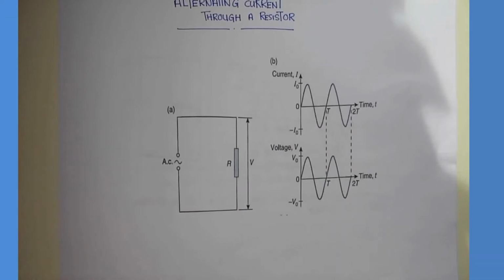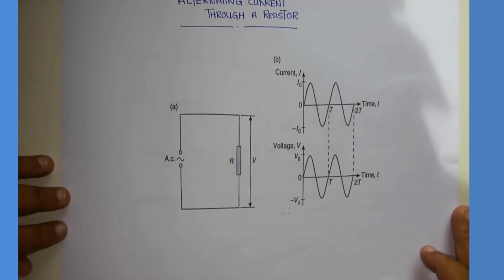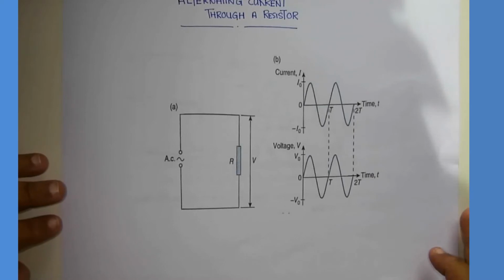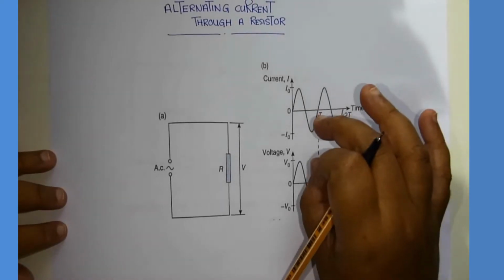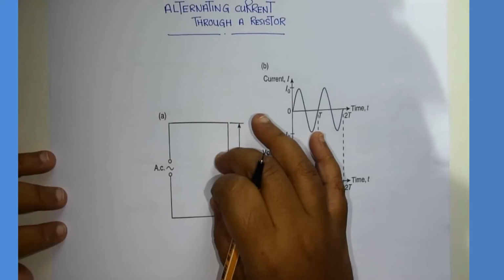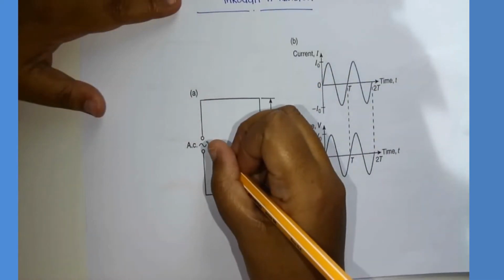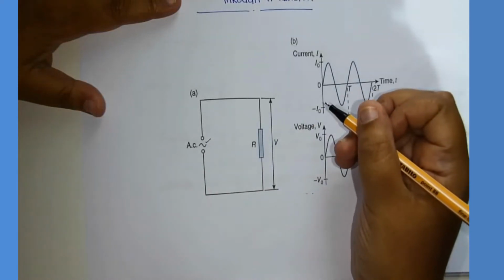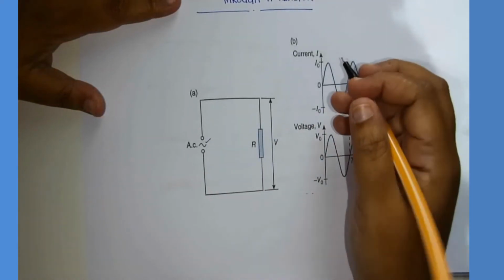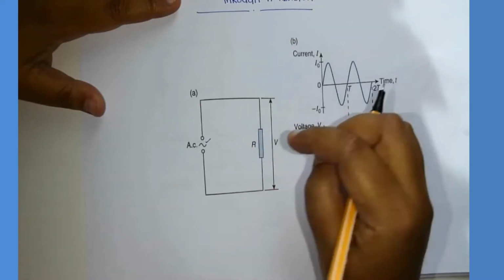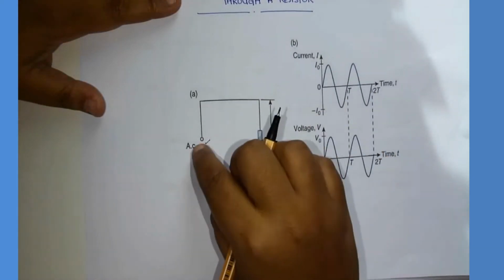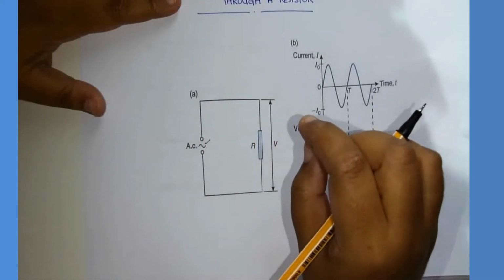Alright, let's look at alternating current through a resistor. In your learning outcome, you need to derive the expression for the current from V equals V naught sine omega t. Now here we have two diagrams. This is the graph and this is the circuit. In this circuit, we have an alternating current power supply connected to a resistor. So this is called alternating current through a resistor.